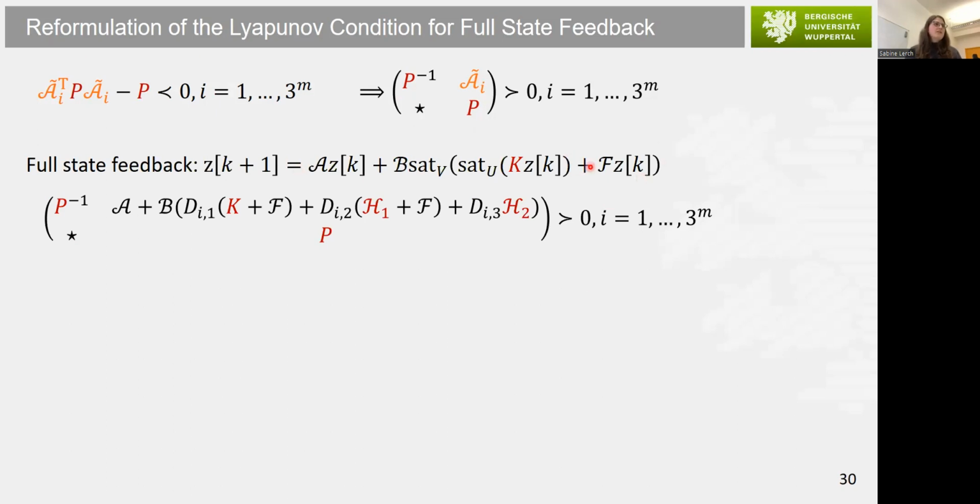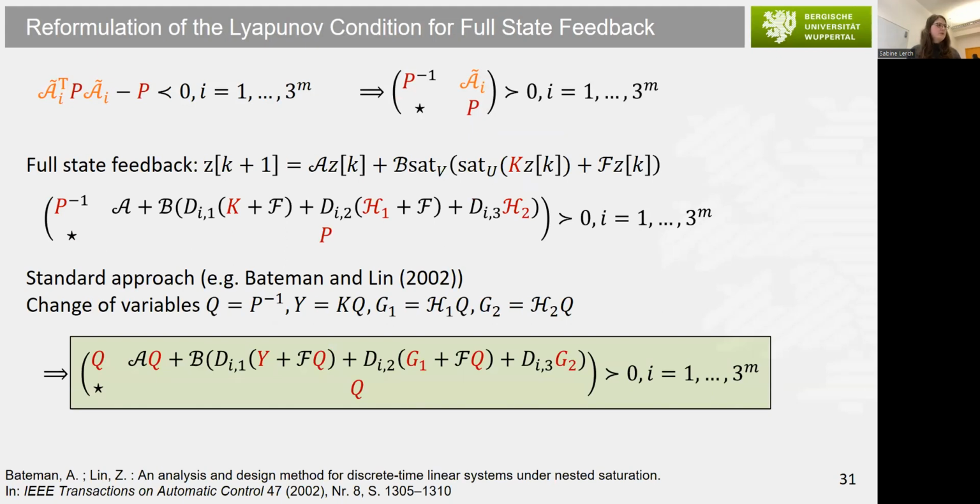For the example of full state feedback, this system equation would follow with the only unknown parameter K. We can substitute that here for the matrices AI tilde. And then we still have this nonlinear inverse of P, but we can solve this by a standard approach, which is, for example, used by Bernussou and Lin, which uses a change of variables to reformulate this to an LMI condition, which we can solve then.